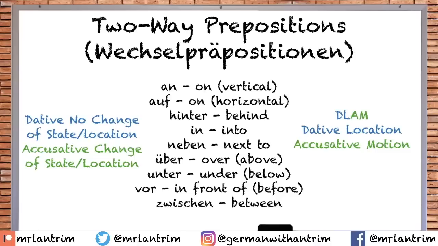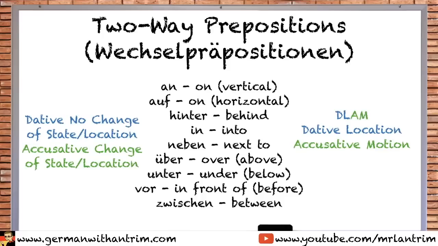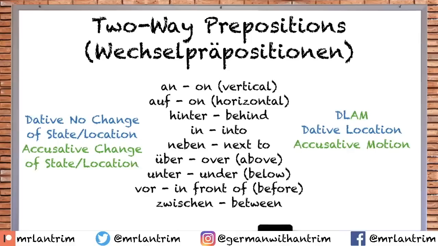And yet, for some reason, it uses on. So it's really confusing sometimes to differentiate between on and auf, but generally speaking, vertical things are going to use an, like on the wall or on the board or something like that. That's an, as opposed to auf, which is horizontal, things like on the floor, auf dem Boden, or on the table, auf dem Tisch. Those are those two ons.